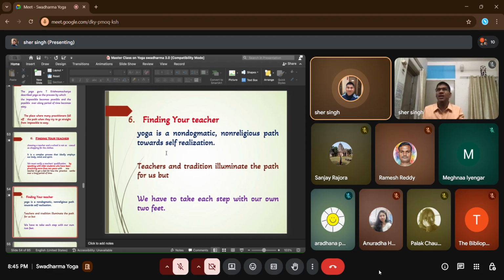हम सोचते हैं कि यार टीचर बढ़िया मिल गया, अभी तो मेरा योगा या मेरी जो नैया पार लग जाएगी। बट ऐसा नहीं है, आपको अपनी यात्रा खुद ही करनी पड़ेगी. So we should always keep this thing in mind.